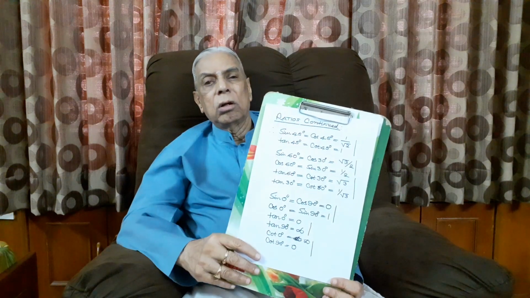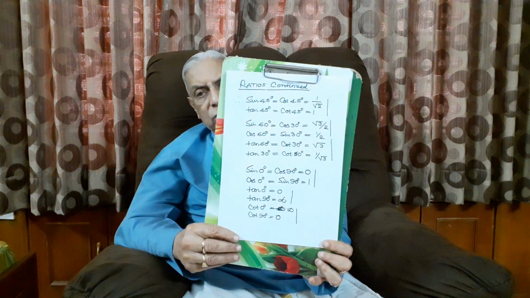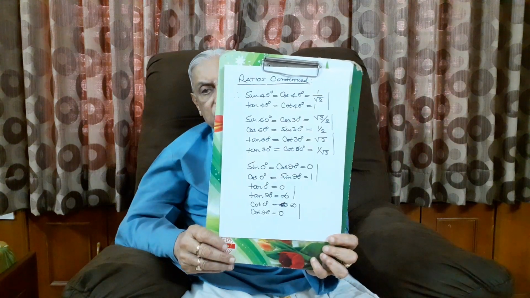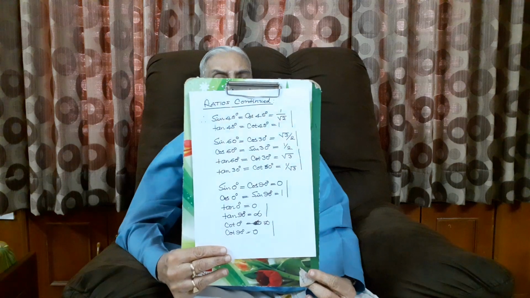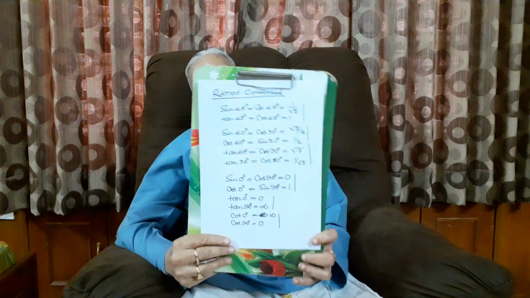Then tan 0 is equal to 0. And tan 90 is how much? Infinity. Tan 90 is infinity. Note it correctly: tan 0 is 0, and tan 90 is infinity. And cot 0 is infinity. Note down correctly, cot 0 is infinity. And cot 90 is 1/infinity, that is 0. Therefore cot 90 is equal to 0.